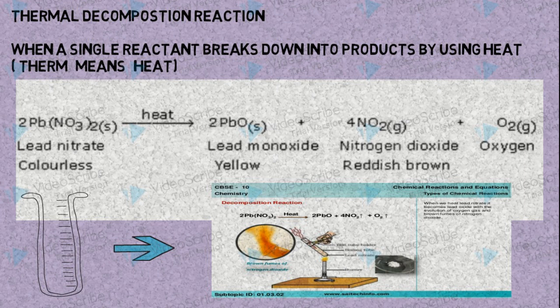First one is change in color. Lead nitrate, that is colorless, will turn into yellow due to the formation of lead monoxide. So first observation is yellow colored lead monoxide is formed. Second, reddish brown gas is evolved. That reddish brown gas is nitrogen dioxide. As heat is used to break down a single reactant into many products, we are calling this type of decomposition a thermal decomposition reaction.